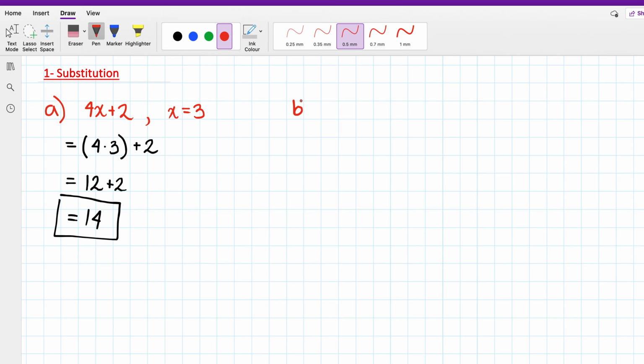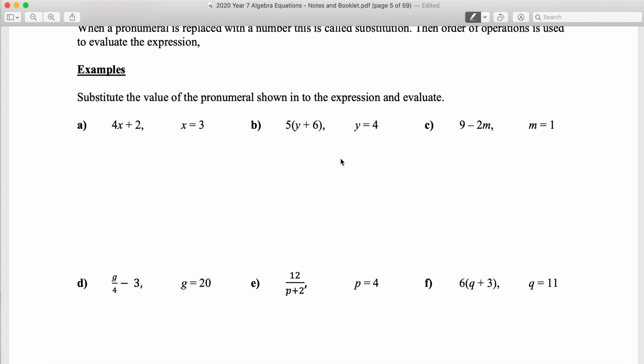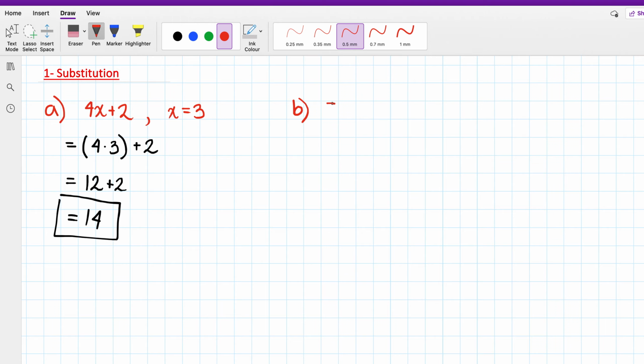Wonderful. So let's do B here. And as I said, I want you to work downwards always. I'm modeling what I want you to do in your book. With red, I'm writing the question, and then with pencil, I don't have pencil, but imagine that this black is pencil. You're going to solve it going downwards. So B says 5 open brackets, y plus 6, when y is equal to 4.